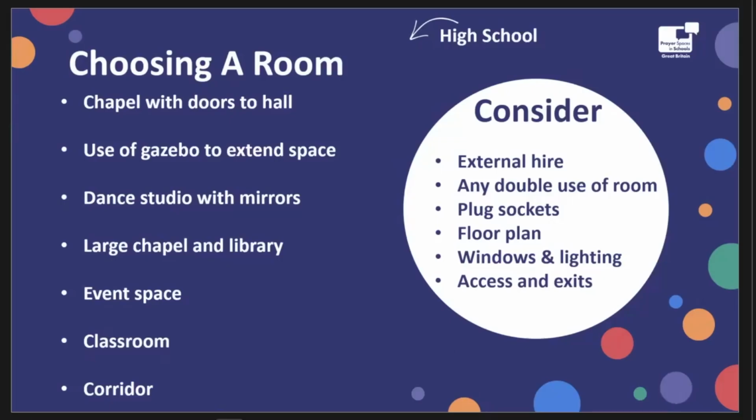Also really good to always think about where your plug sockets are in the room, where your windows are and your lighting are. You obviously need to think about your access and exit so that you can make sure that the room is safe, and children can access it safely. Also, it's really helpful to go and see the room in advance of the prayer space so that you can actually create a floor plan. So then when you're planning your prayer space, you've got ideas of where you're going to put your different activities. And then, for example, where you might want to be able to plug something in and that kind of thing.